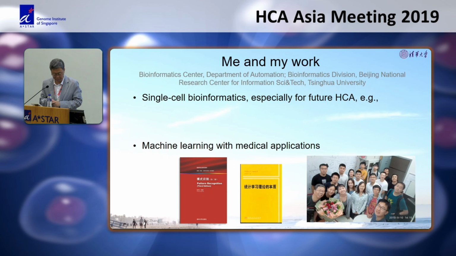Our work focuses on two aspects. One is currently single-cell bioinformatics, especially bioinformatics for current and future HCA work, and the other is machine learning theory, methods, and medical applications. In China, probably more people know of me because of these two books in machine learning. One is my book, and the other is my translation of the statistical learning book.